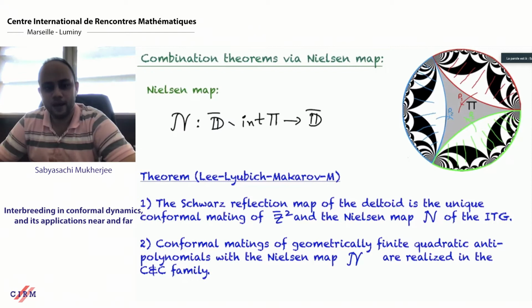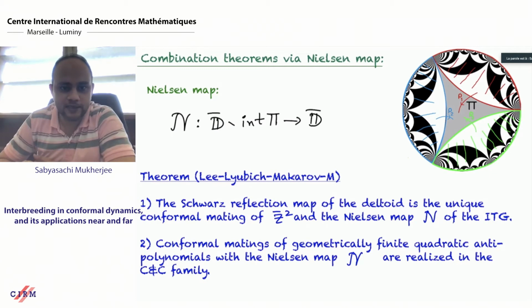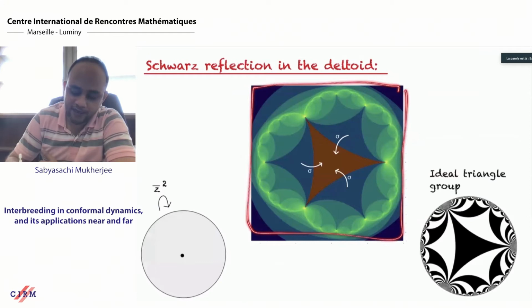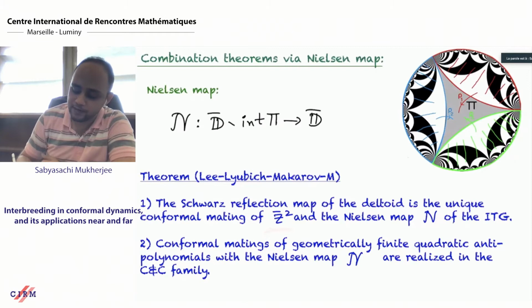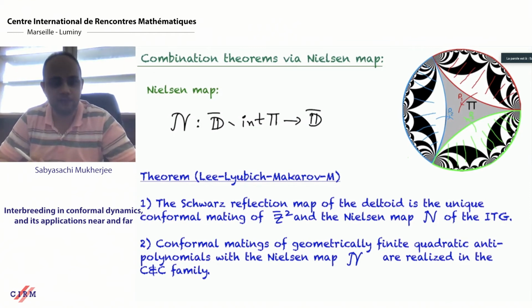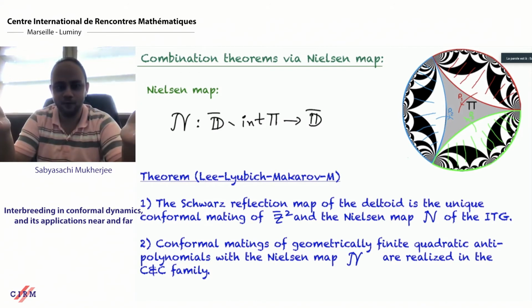If this is your Nielsen map, then we proved with Seung-Yeop Lee, Lyubich, and Makarov that the picture, as you see here, is an honest mating of the map C bar squared and the Nielsen map of the ideal triangle group. I'm not going to give you an exact definition of what I mean by conformal mating, but the definition of conformal mating that we use here is exactly the same as the definition of conformal mating of two polynomials. You take two copies, like how Pascal was describing earlier today.